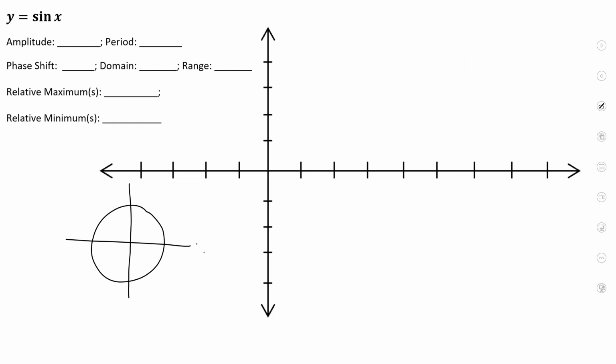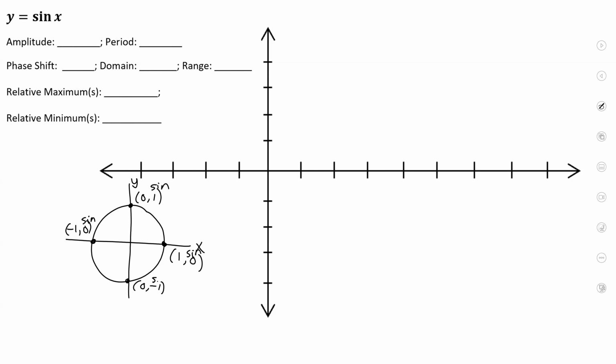Think of this as the x-axis and the y-axis. This point is (1, 0). This point is (0, 1). This point is (-1, 0). And this point is (0, -1). Now remember, the y values of each point represent sine. So this is your sine.